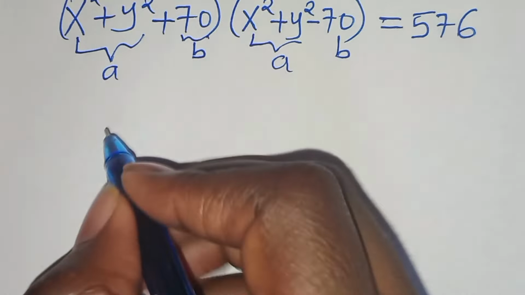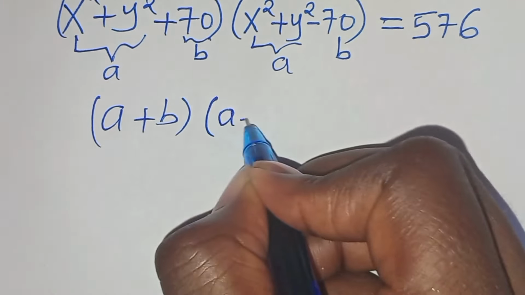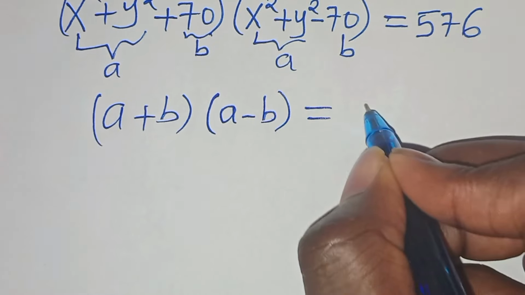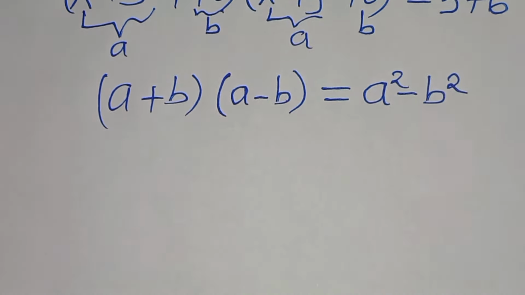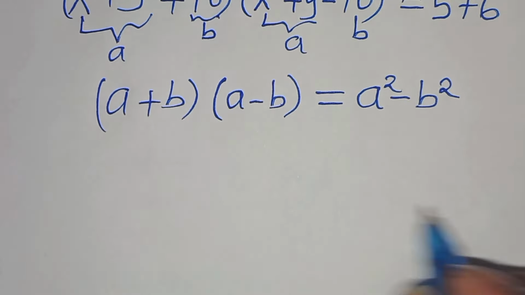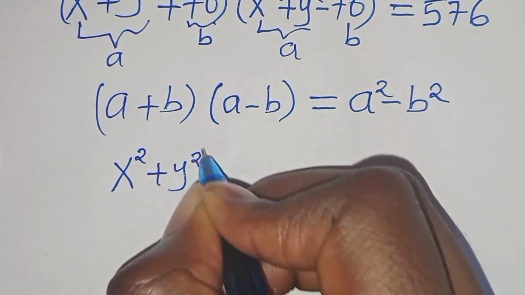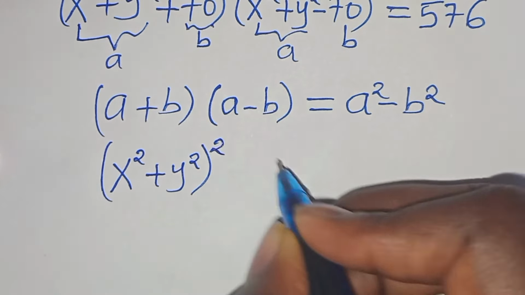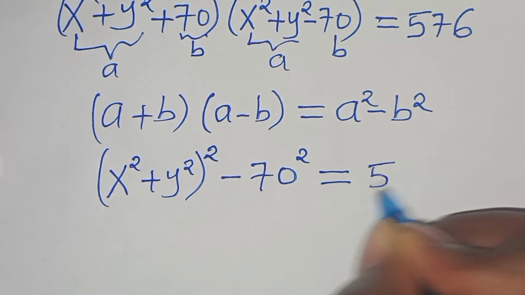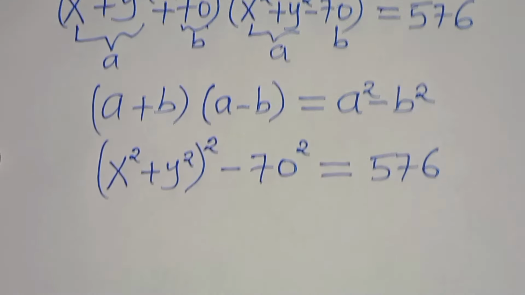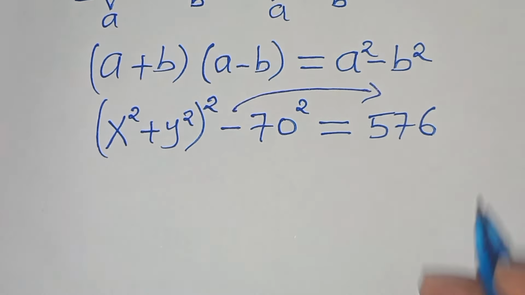So this implies that this is the same thing as A plus B times A minus B, and this can be expressed as A squared minus B squared. So applying this identity, we can have this as x squared plus y squared raised to the power of 2, then subtract 70 raised to the power of 2. This is equal to 576.